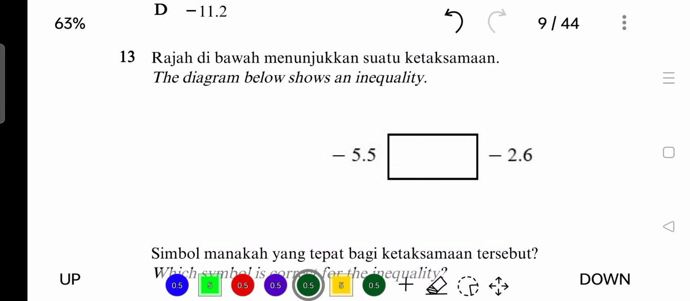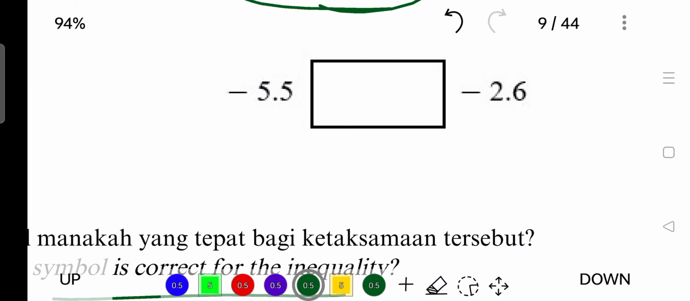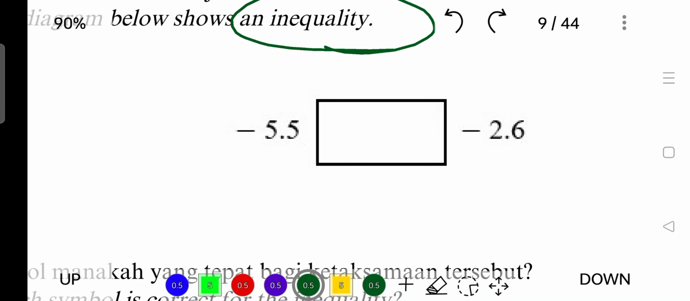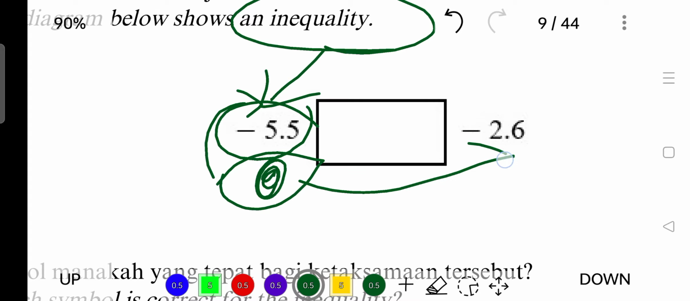So the diagram below shows an inequality. We see an inequality, and they're asking which symbol is correct for the inequality. You have negative 5.5, and over here is negative 2.6. And your focus for inequality will always be at the left side. Your eyes will be looking at this number, negative 5.5. What you can do with this negative 5.5? You are going to compare it with this number.